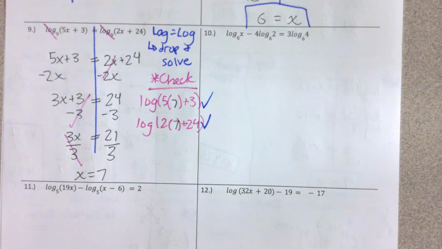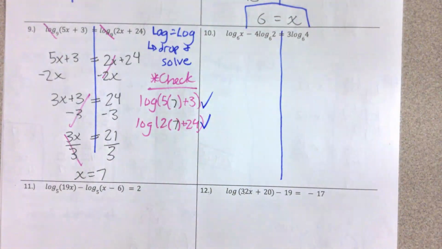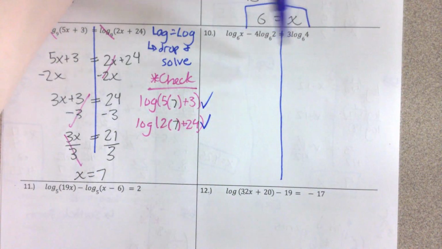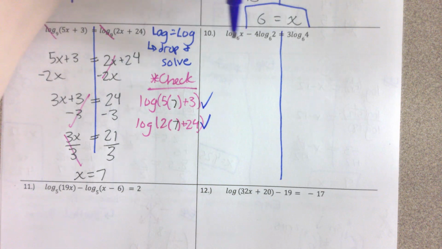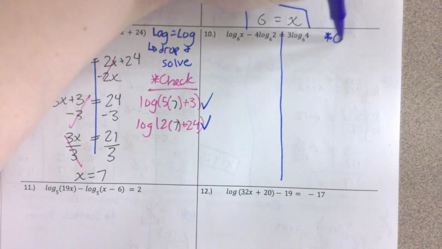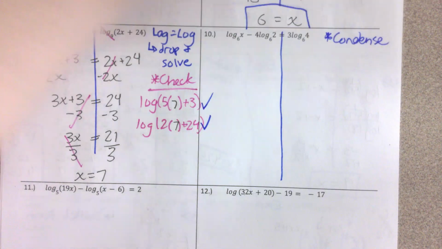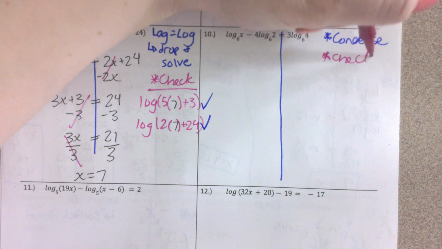All right, number 10. Here we have an equation with 3 different logs in it. We've got 2 on the left and 1 on the right. Remember, you have to have 1 and 1 on each side to be able to solve, and we're not there yet. So we need to get rid of the logs being separated like that. Before we do that, we need to check for exponents. That's the number 1 rule. When we're condensing, that's what I'm about to do. I'm about to condense. And this is the other time when a check is required. If you're condensing, you do have to check.